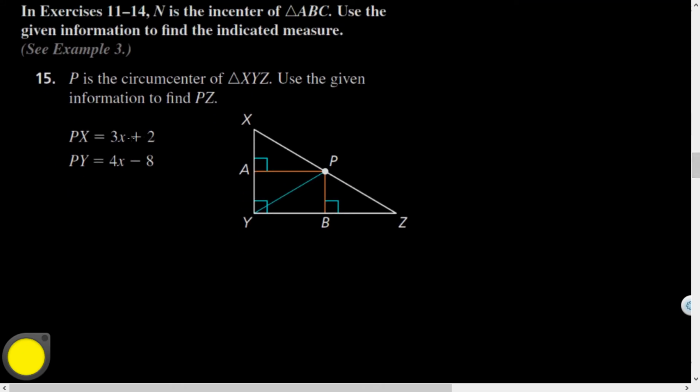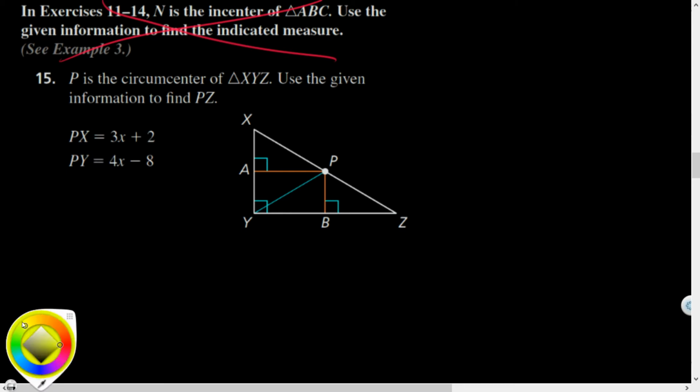All right. Let's see. If this is the incenter, use the given information to find the indicated measure. Wait a minute. Wait, what? Wait a minute. Guys, these instructions do not relate to this. Garbage, Mr. Waddy. Man, swing and a miss.